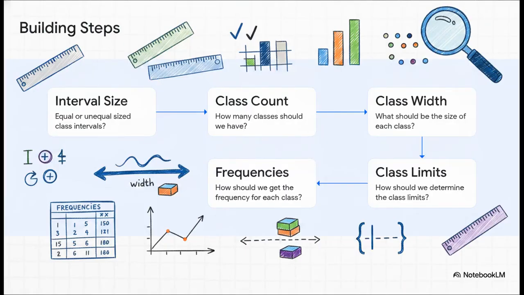To build one of these, we methodically answer 5 interlinked questions. First, do we need equal or unequal sized class intervals? We usually use equal sizes unless our data has a massive, extreme range, like daily incomes ranging from 0 to millions. Second, how many classes do we actually need? Usually somewhere between 6 and 15 is the sweet spot. Third, what's the size of each class? Fourth, what are the strict limits? And finally, step 5, we tally up and get the frequencies.